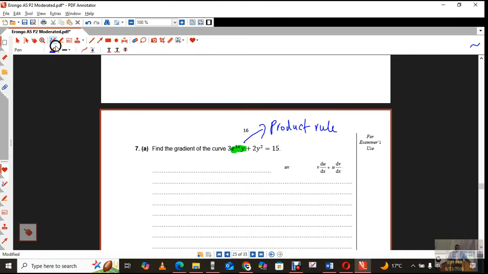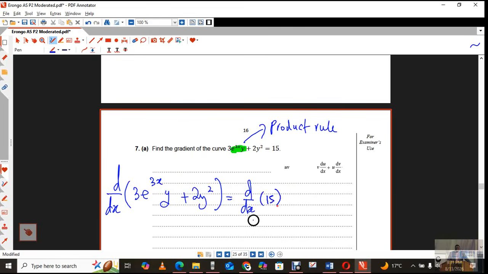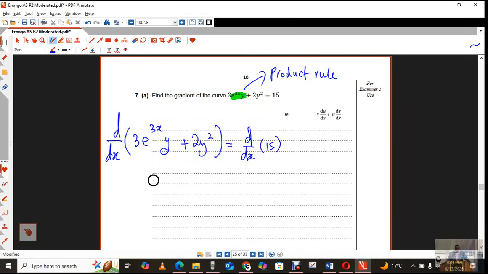Right. In order for me to differentiate that, I'm going to go straight down. I'm going to say d by dx of all of that. So d by dx of 3e to the 3xy plus 2y squared is equal to d by dx of 15. You should know that the derivative of 15 is obviously going to be 0. Okay? Then when you have a y, don't forget to slap on dy dx there.